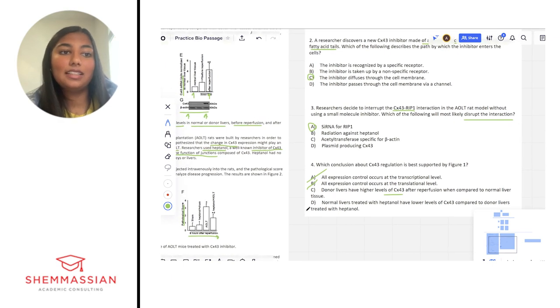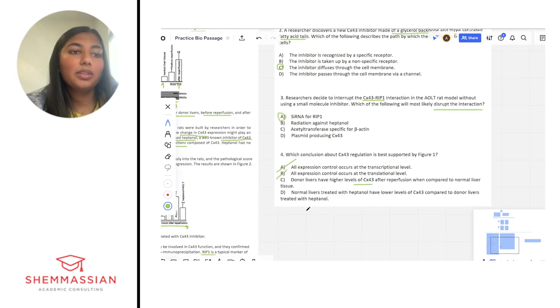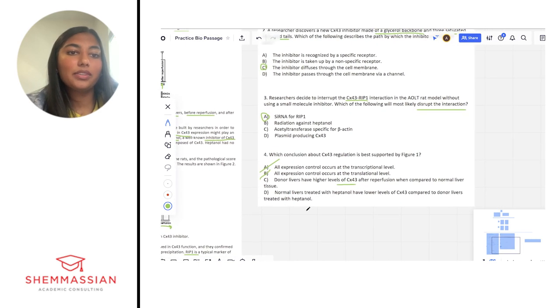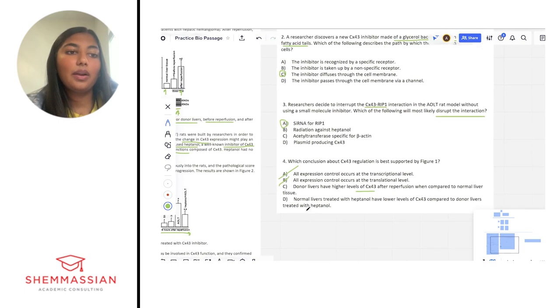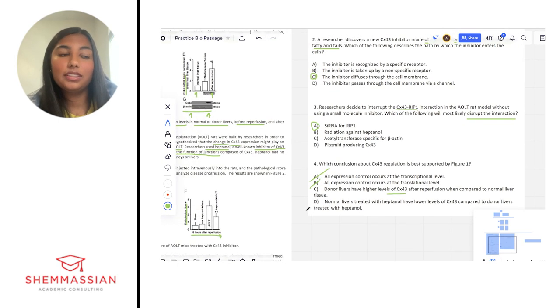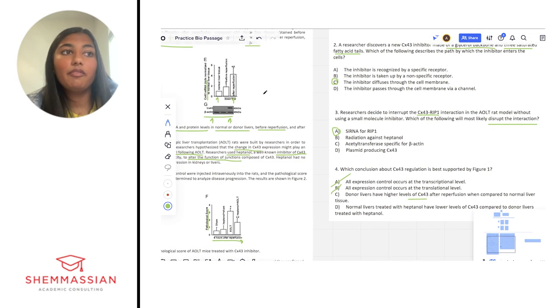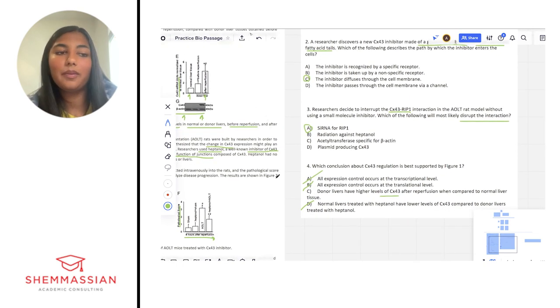Let's just double check that D is wrong before we go forward and select that one. Normal livers treated with heptanol have lower levels of connexin 43 compared to donor livers treated with heptanol. So heptanol was actually not really introduced in the passage until later. Figure 1 does not have heptanol involved in it in any way. That's not an independent variable in question here. And so we can go ahead and eliminate that one because this first figure doesn't really tell us anything about the effects of heptanol. So with that, we can go ahead and select answer choice C.